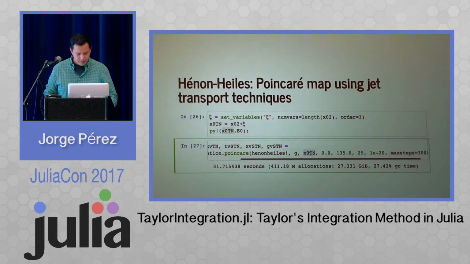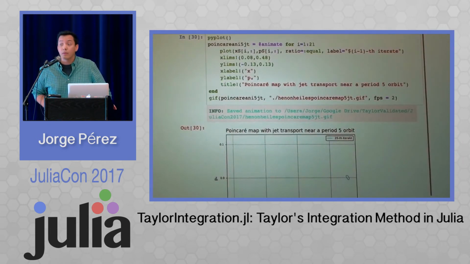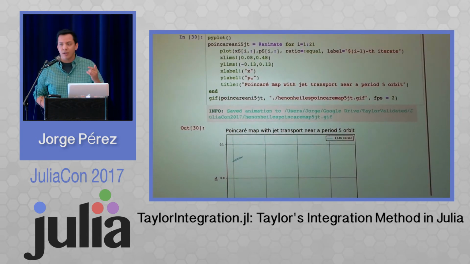Oh man. And so, what kind of object is the solution? Oh, it's a multivariate polynomial.